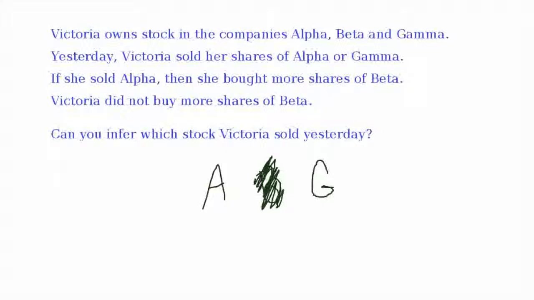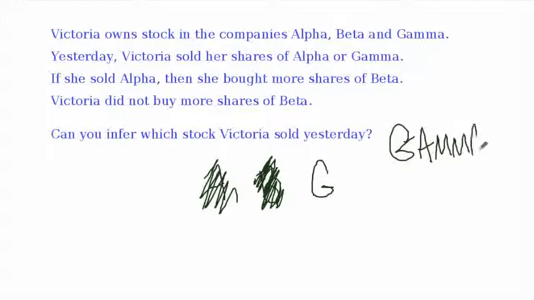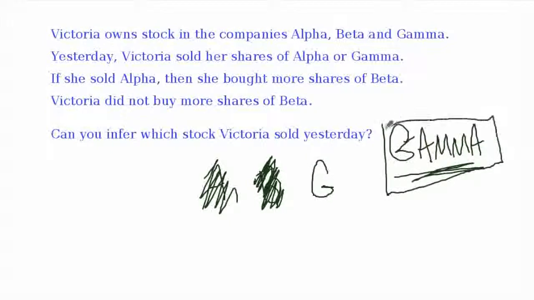Let's look at assumption 3. If she sold alpha, then she bought more shares of beta. But the last assumption says that she didn't buy more shares of beta. So if assumption 4 is true, then she did not sell alpha, because that would contradict the last assumption. So therefore, the answer is that she bought gamma. So that is the theorem. The theorem is that she bought gamma.